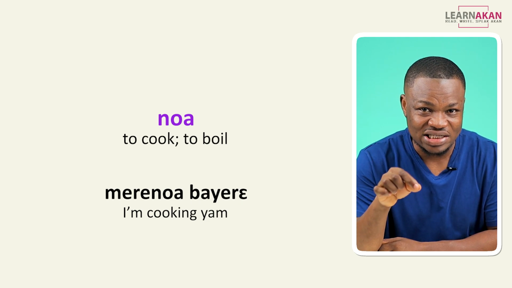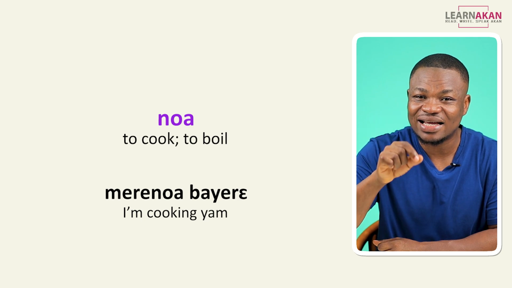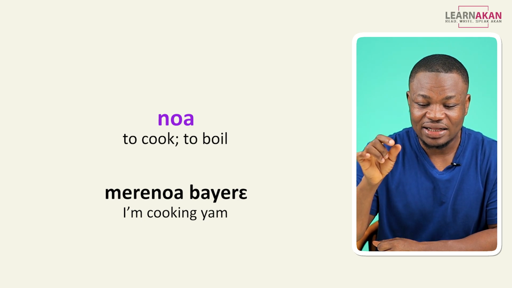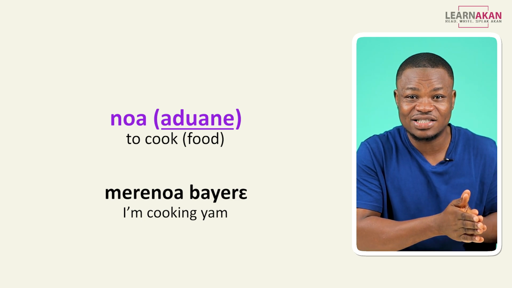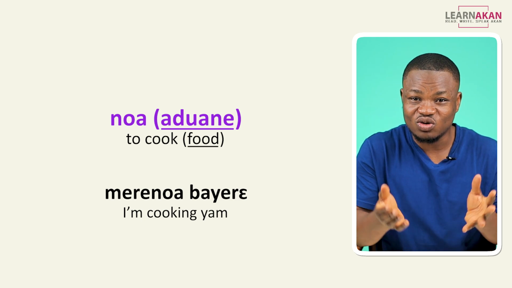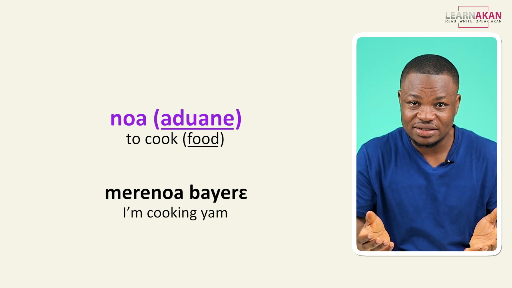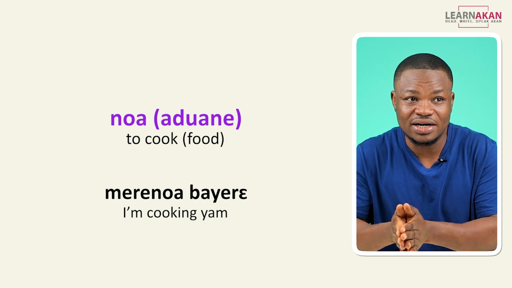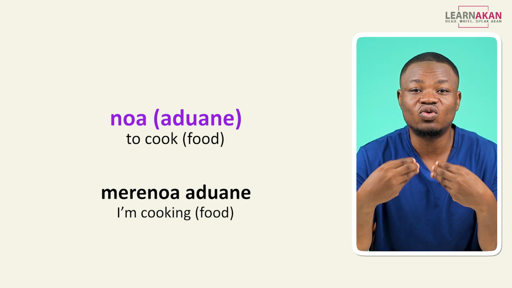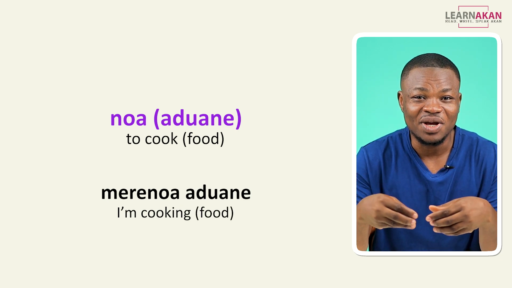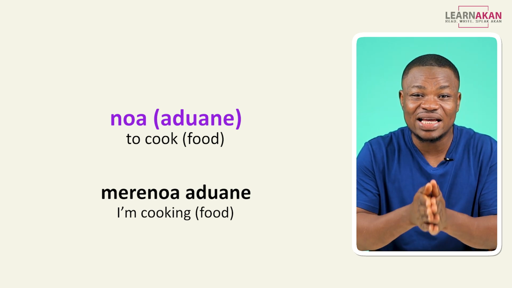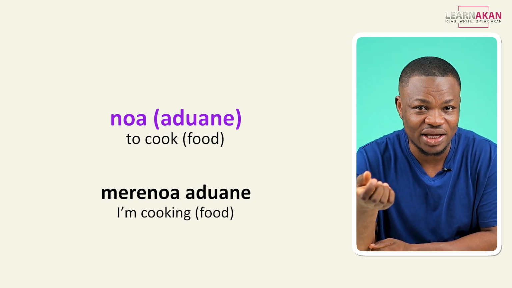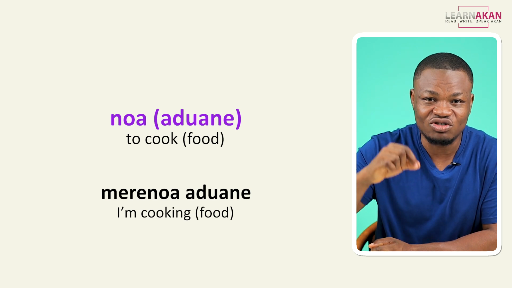But since this is transitive, if you are not going to add exactly what it is that you are cooking, then you need to add the dummy aduane, which we just learned as food, right? So you need to add that for it to be complete. So you have noa aduane. So I can say me noa aduane. I'm cooking. Okay, so in this case, I'm not telling exactly what it is that I'm cooking. So I need to bring the aduane part.